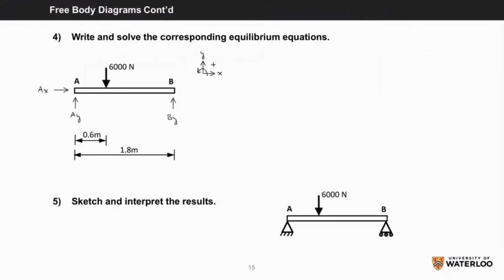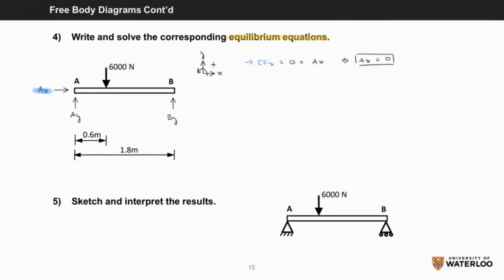The fourth step is where we write and solve the corresponding equilibrium equations. First, we will solve for the sum of forces in the horizontal direction given Fx equals 0. Since the only force acting in the horizontal direction is Ax, we get Ax equals 0. For mathematical reasons, we calculate moments next. You may redo this example later to see why this is the case.